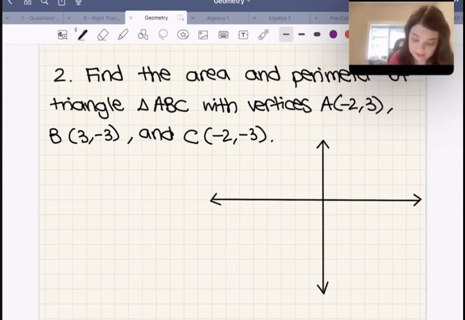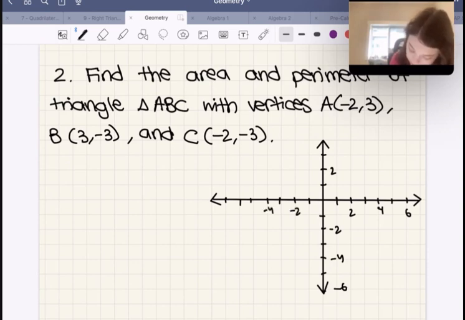There we go. Awesome. Okay, let's label these. 2, 4, 6, 2, -2, -4, -6, 4. Okay, so A is (-2, 3). So there's A. B is (3, -3), which is right there. And C is (-2, -3).